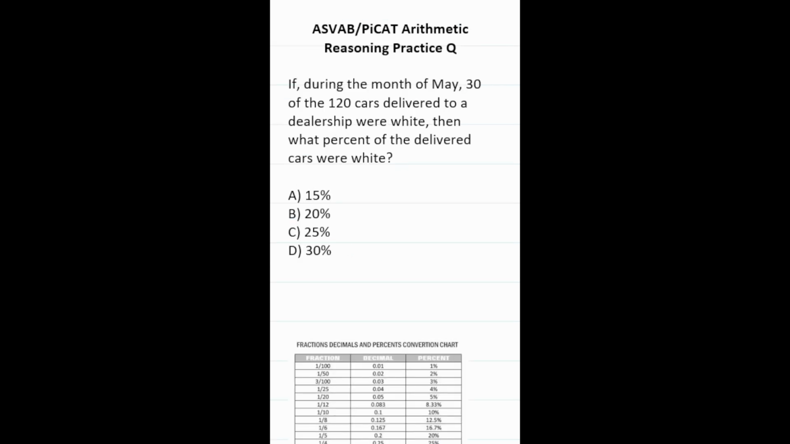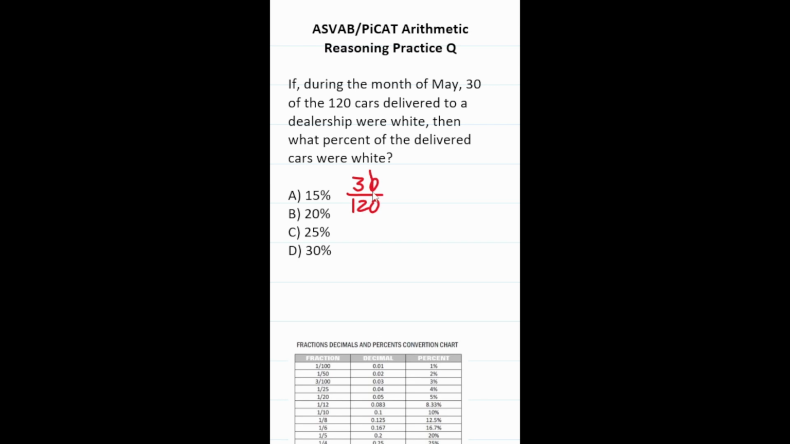ASVAB PiCAT arithmetic reasoning practice test question says, if during the month of May, 30 of the 120 cars delivered to a dealership were white, then what percent of the delivered cars were white? So in this case, we know 30 of the 120 cars that were delivered to the dealership were white. So we've got to convert this fraction to a percentage.